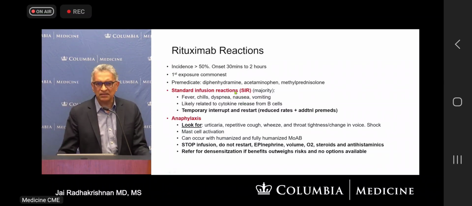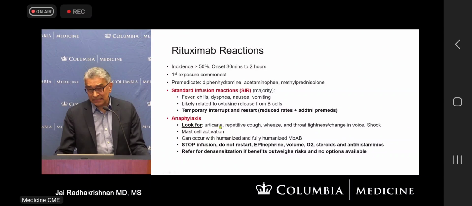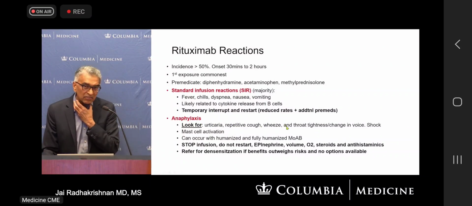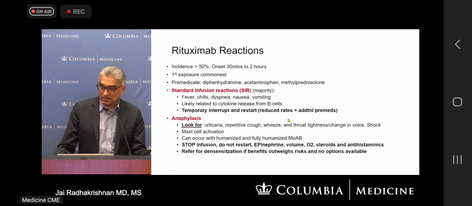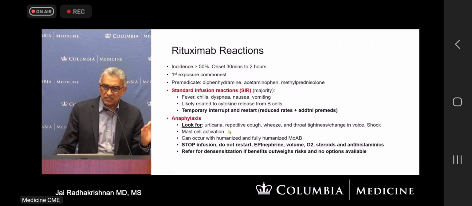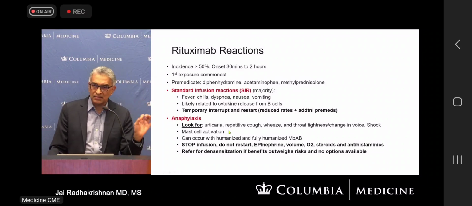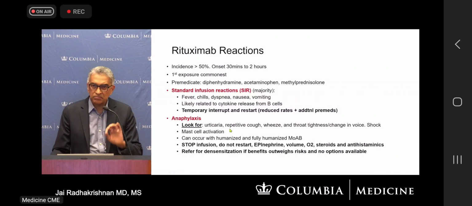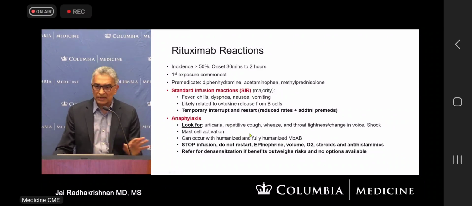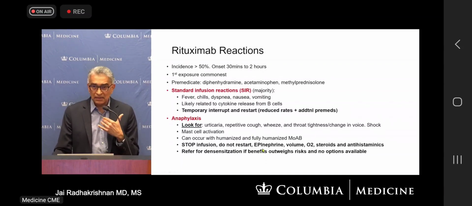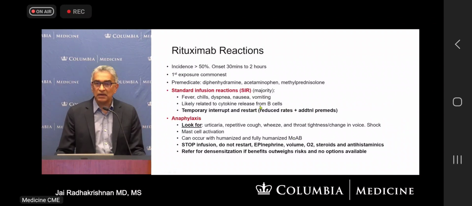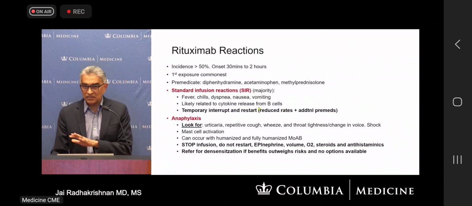A little bit of itching may be there as well. But if you get urticaria or a repetitive cough, or the patient is wheezing and complaining of throat tightness, and especially if shock, this is because of mast cell activation. And remember, rituximab has a murine, a mouse component, which patients may be allergic to, and that is a true allergy. So these patients should not get rituximab, should stop. You may need to give epinephrine, volume or oxygen, steroids and antihistaminics, but do not give this patient rituximab again.